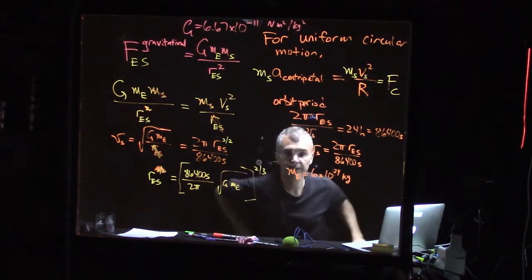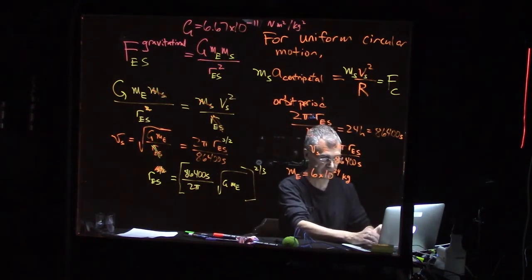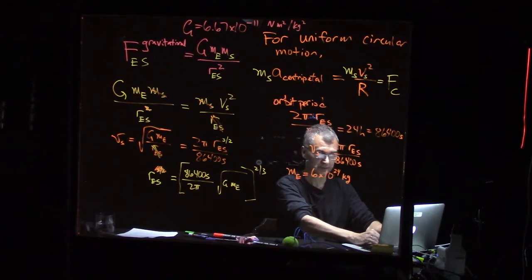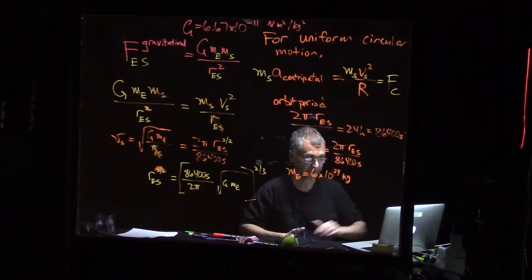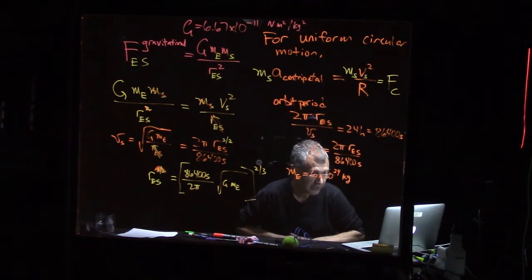So, all right. Let's try numbers. So we're going to say 6 times 10 to the 24 kilograms, that's the mass of Earth, times 6.67 times 10 to the minus 11, that's the gravitational constant. And then all that stuff is going to be the square root of. And then we're going to multiply that by 86400, and we're going to divide by 2 pi, and we're going to raise that whole thing to the 2/3 power. Oh, I get some crazy number with 42297.5.